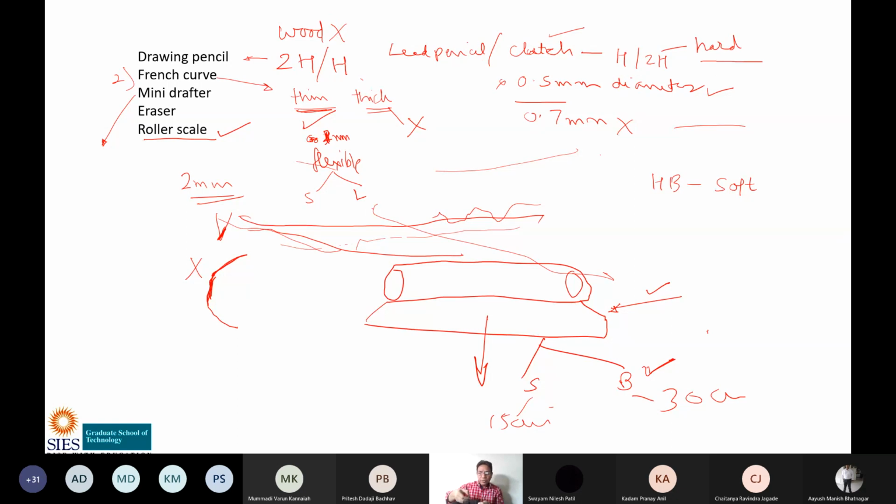Okay, so that's not an issue, you can understand once you do it. So you can purchase this 30 centimeter roller scale. It will be easy, and you will not have to draw two lines. If you want to draw a line like this using a smaller drafter, first you will draw this and then extend it, so there will be a join here. If you are using this bigger one, then you can do it in one stroke like this.